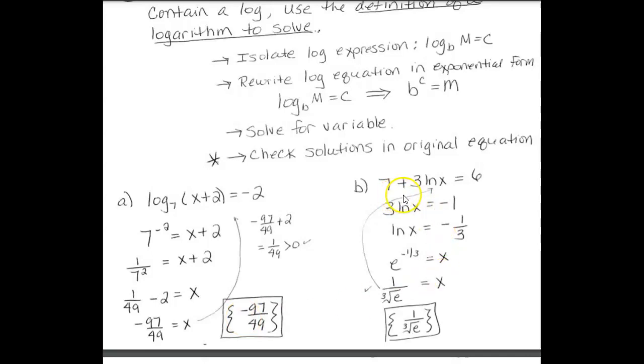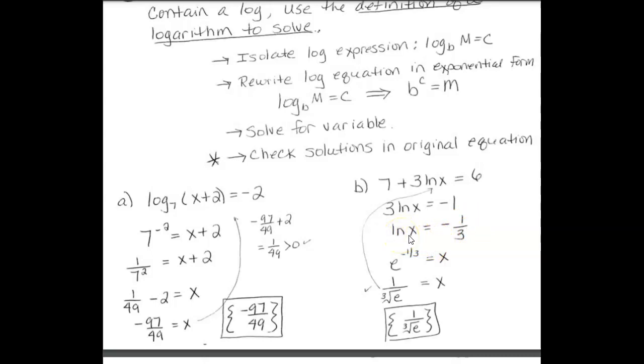Part B, 7 plus 3 natural log of x equals 6. So here, same type, but we need to isolate our log expression. So we need to get the natural log of x by itself on one side. So our first step of doing that would be to subtract the 7 from both sides. That would leave 3 natural log of x equals -1. Then I have to divide by this 3. So the natural log of x equals -1/3.